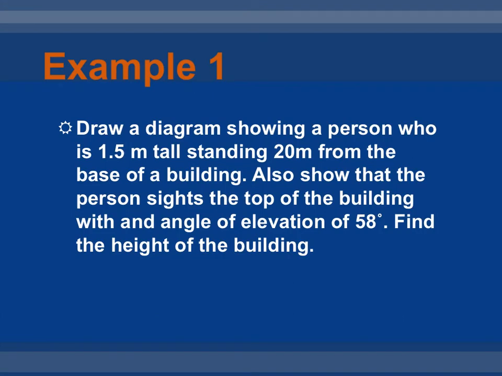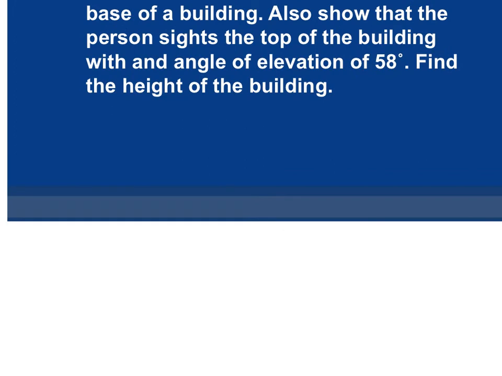So here it says, draw a diagram showing a person who is 1.5 meters tall, standing 20 meters from the base of a building. Also show that the person sights the top of the building with an angle of elevation of 58 degrees. Find the height of the building. So let me do my rough drawing. I'm not a very good artist.